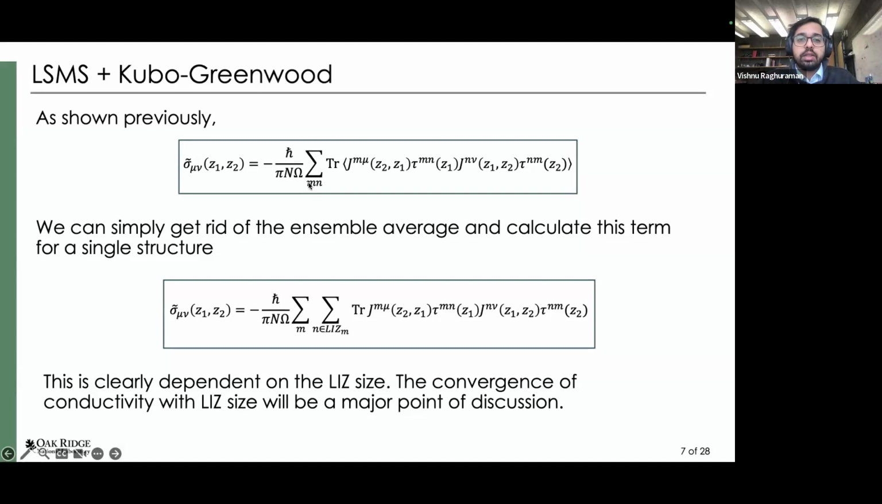And now instead of M and N sums, which were initially going over your entire system, your M would still go over your entire system. But for each atom M, your N would only go up to the LIZ, because tau Mn, if M and N are outside LIZ, is 0. That is the basic LSMS theory. So this is the formula that we have then implemented.